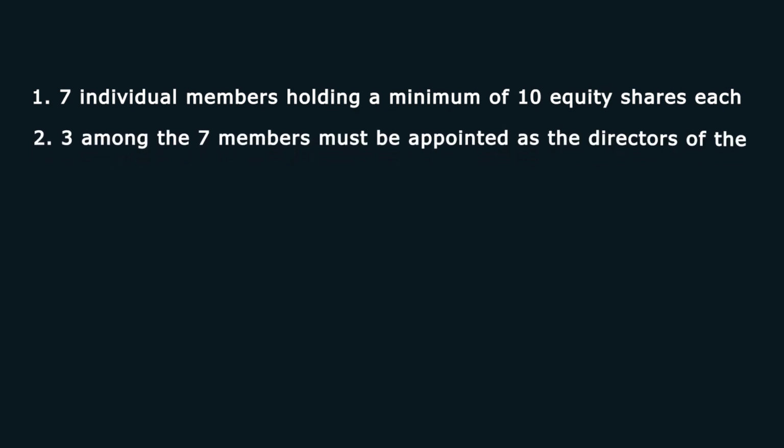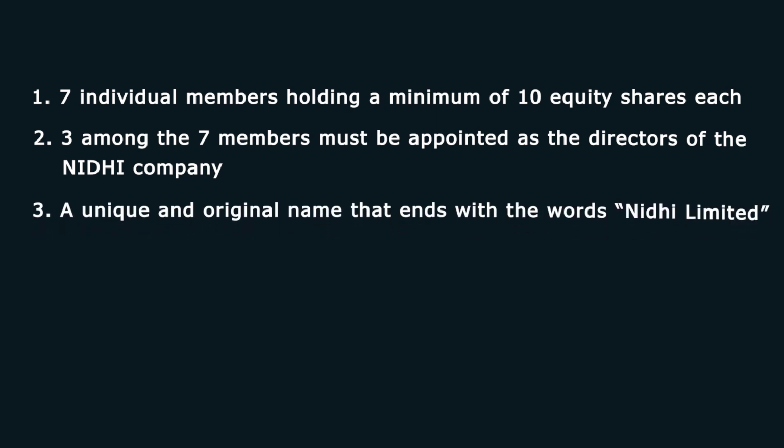Number 2. Secondly, any 3 among the 7 members must be appointed as the directors of the NIDHI company. The directors must have their director identification number before being appointed. Also, such an appointment cannot be made without the consent of the members to act as the directors of the company. Number 3. A unique and original name that ends with the word NIDHI Limited.